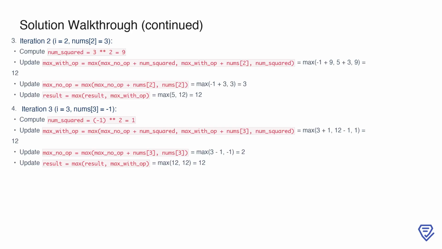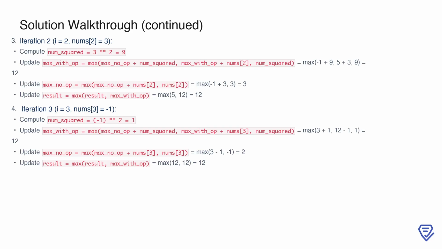Now onto the third iteration, where i is 3 and nums[3] is -1. Squaring -1 gives us 1. We then update max_with_op by taking the maximum of adding number_squared, 1, to max_no_op, 3, adding nums[3], -1, to the previous max_with_op, 12, or just number_squared, 1. This keeps max_with_op at 12.